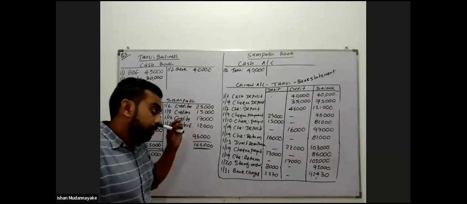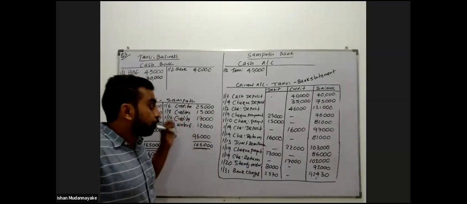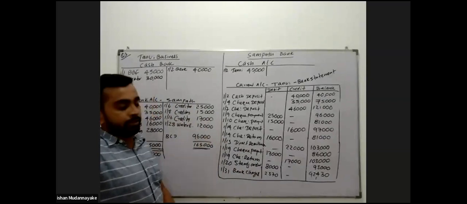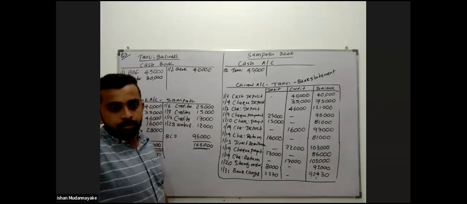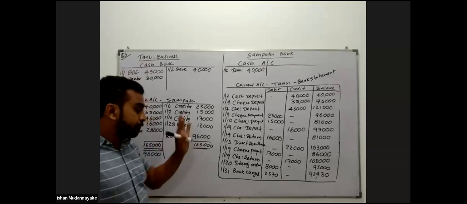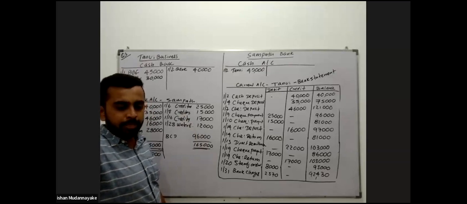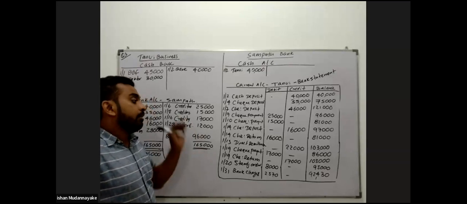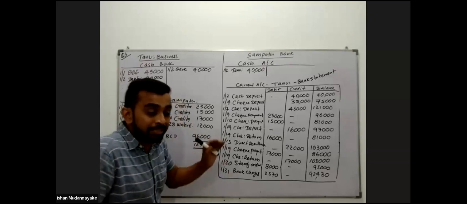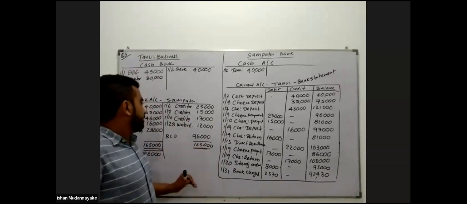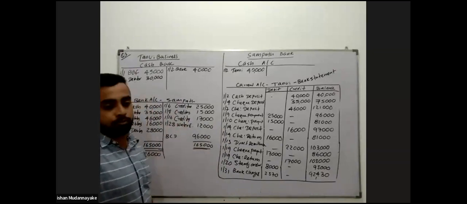Now you need to cross check and identify the reasons for this difference. If you have made some mistake, then you need to adjust it in your bank account.